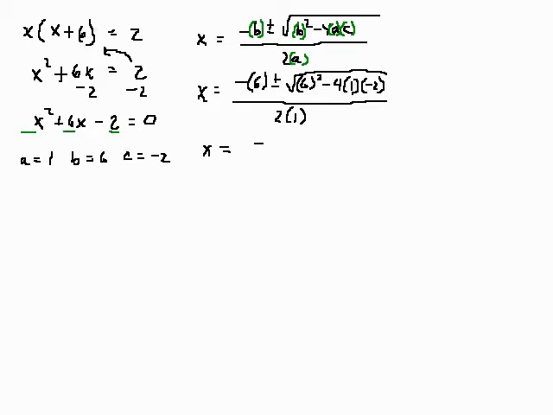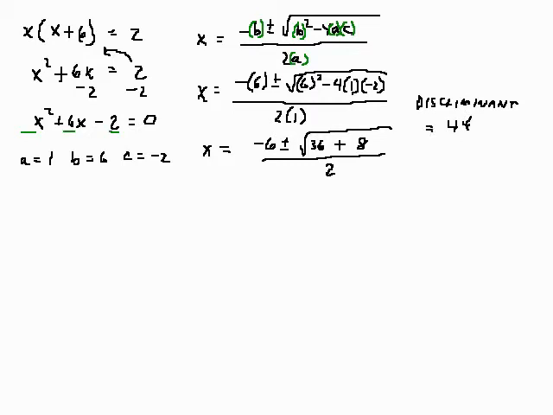Continuing to get the 2 answers, x equals -6 plus or minus the square root of 6 squared, under the radical is 36 plus 8. You got -4 times 1 times -2 is 8, all over 2. Now, what is this discriminant number? Be careful here. The discriminant number will come out to equal 44, not the square root of 44. If they ask you for the discriminant, remember, you only want the b squared minus 4ac part, and we'll go back and look at that on the handout as well.